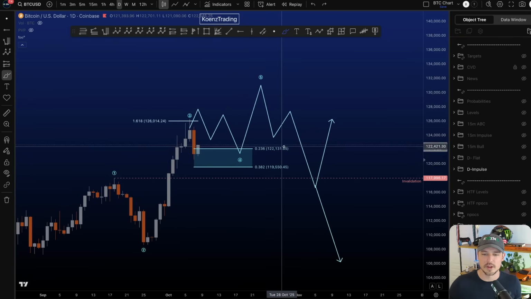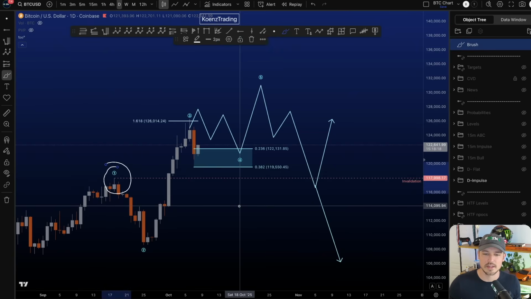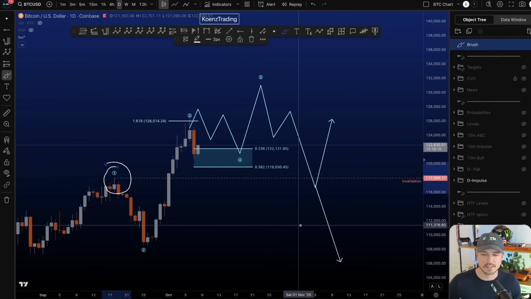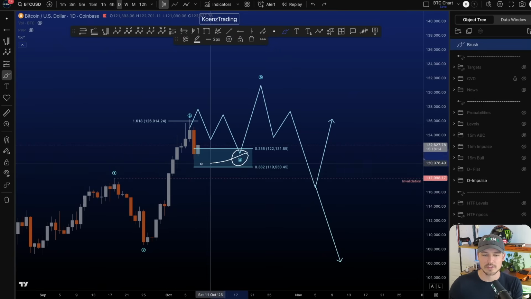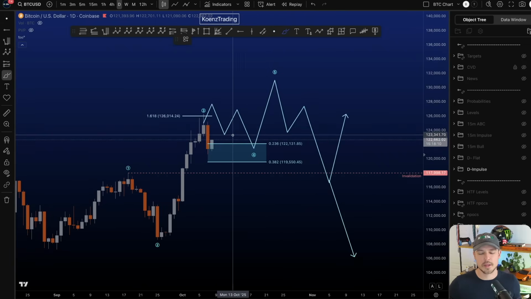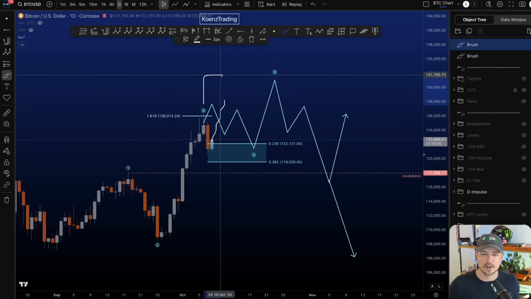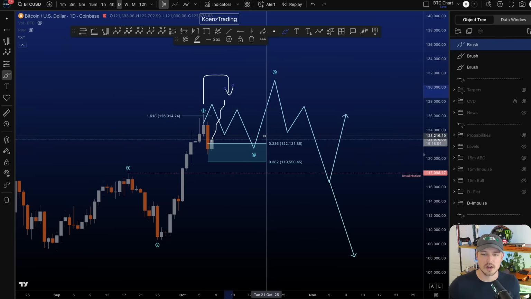Target area for wave 4 is between 122.1k and the invalidation of this scenario, which sits at 118k, as wave 4 and wave 1 are not allowed to overlap. Now, there is maybe the potential, if price climbs to the upside and makes another high, that your wave 3 is going to move to the new higher high here.